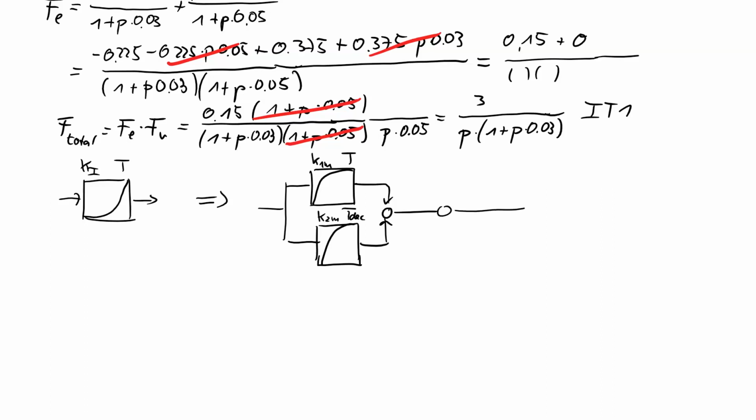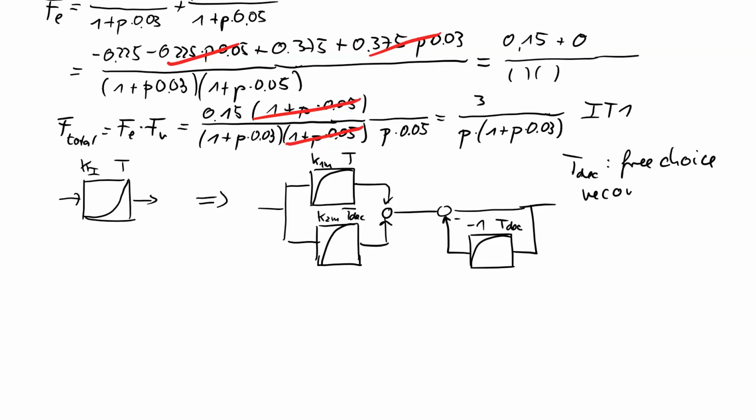And here we have our feedback PT1 with gain -1, negative feedback, so in total positive feedback, with T-deck. So T-deck, free choice, recommended, equals TC. This T comes from this, and K1M and K2M, see paper.